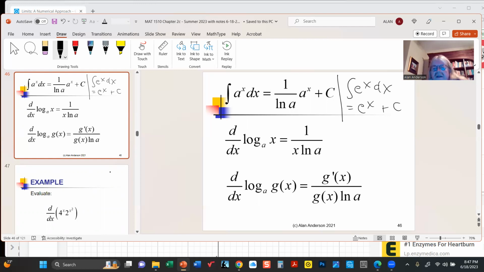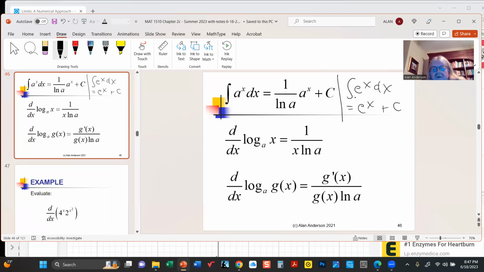The reason why, they are really the same thing is because over here, if you replace this a with an e, you would have 1 over log e, which is just 1, and then e to the x. Okay, so they really are the same rule. This is just the one on the right is a special case of the one on the left.